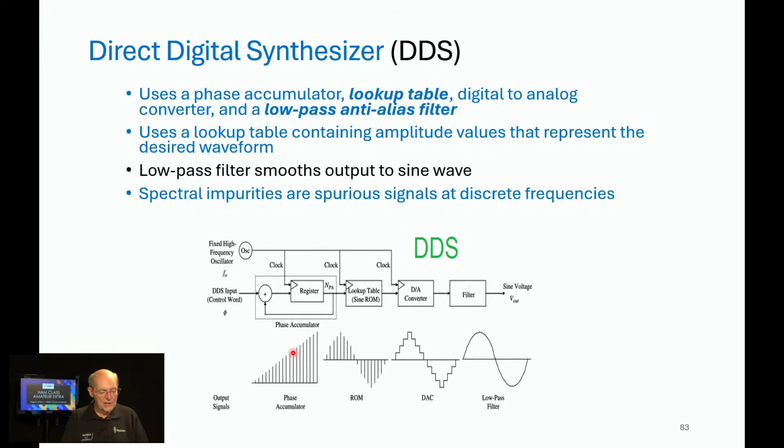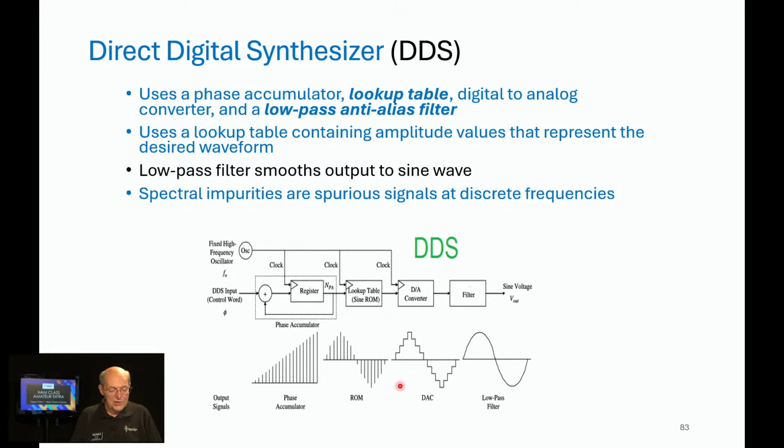So it's putting out a bunch of pulses, and then it has to use a lookup table to say, well, how big should the signal be for each one of those pulses? And that actually traces out a sine wave. So it uses a lookup table containing amplitude values that represent the desired waveform, which would be a sine wave.